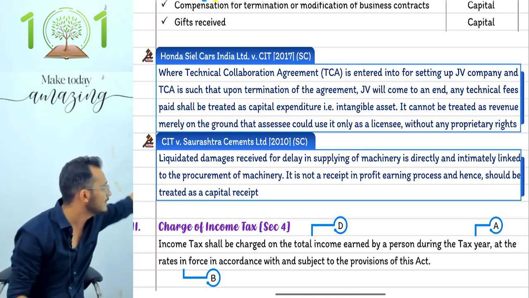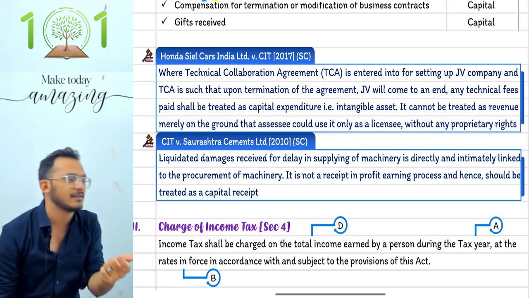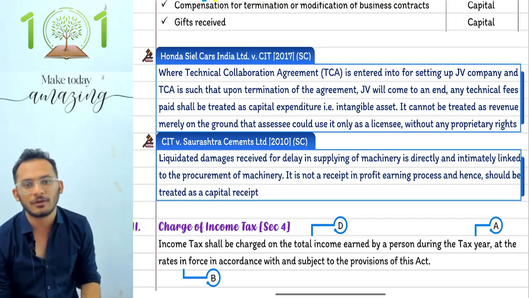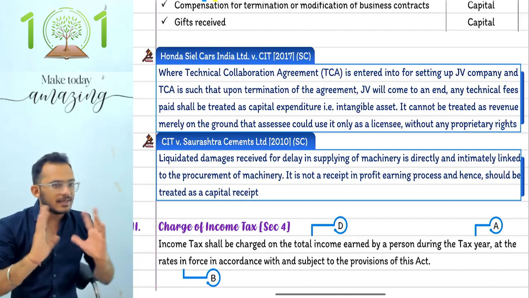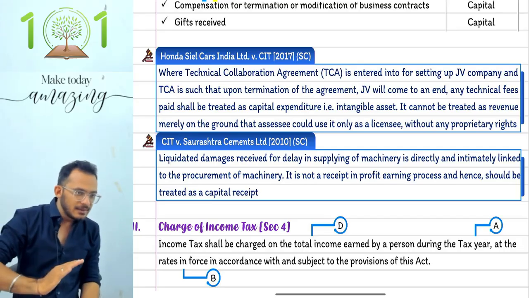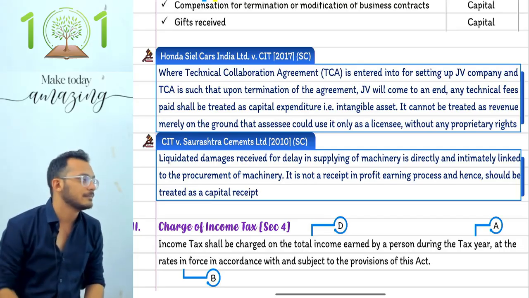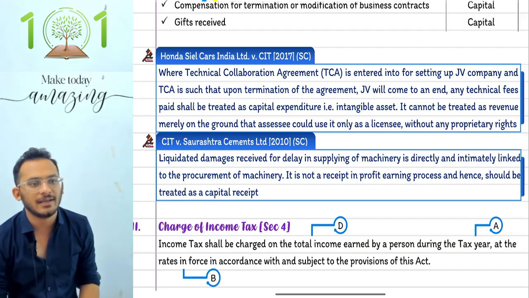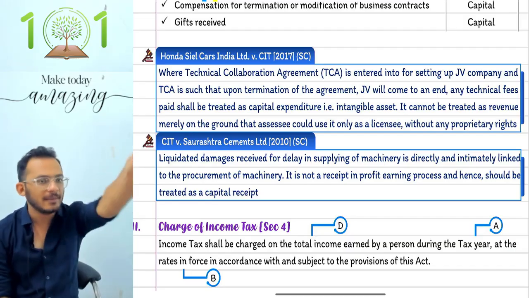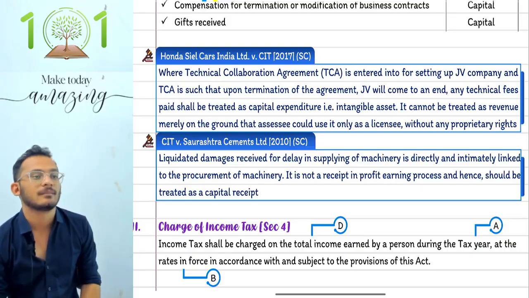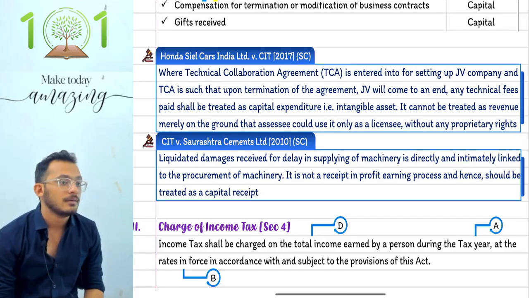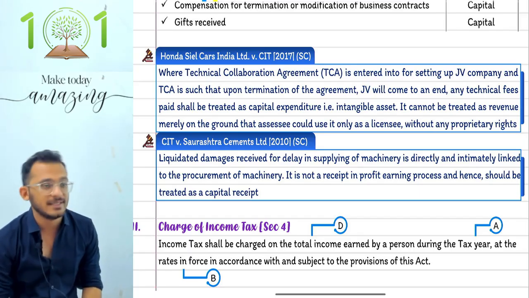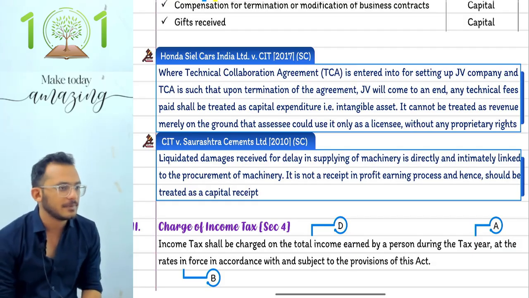Now, if you notice, these two case laws are adjustment related case laws. But these case laws can be part of your PGBP question. Suddenly you'll get an adjustment in the exam. The adjustment will say: technical collaboration agreement fees paid for creating a JV in India, the amount has been debited to P&L. What will you say? Disallow and charge depreciation.